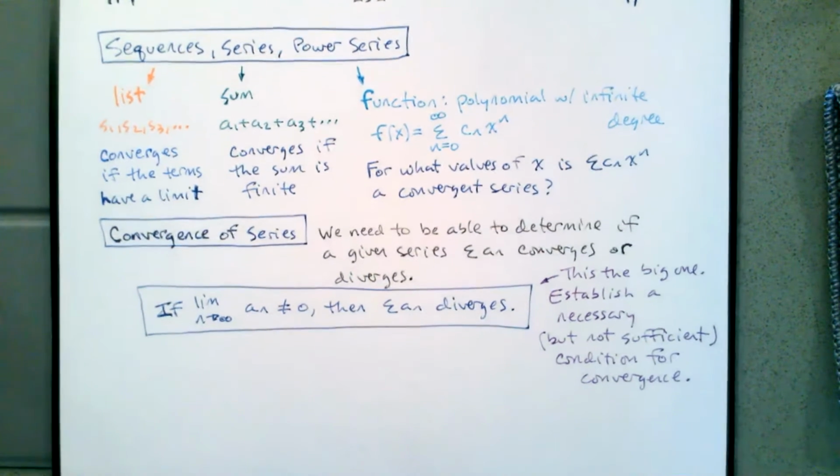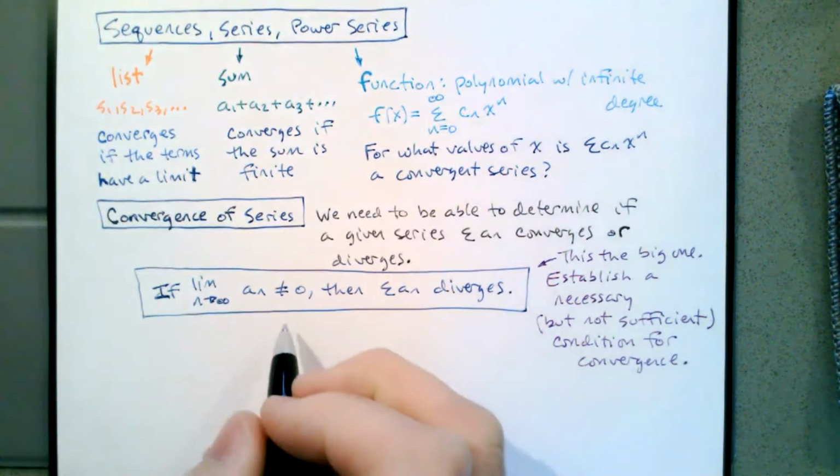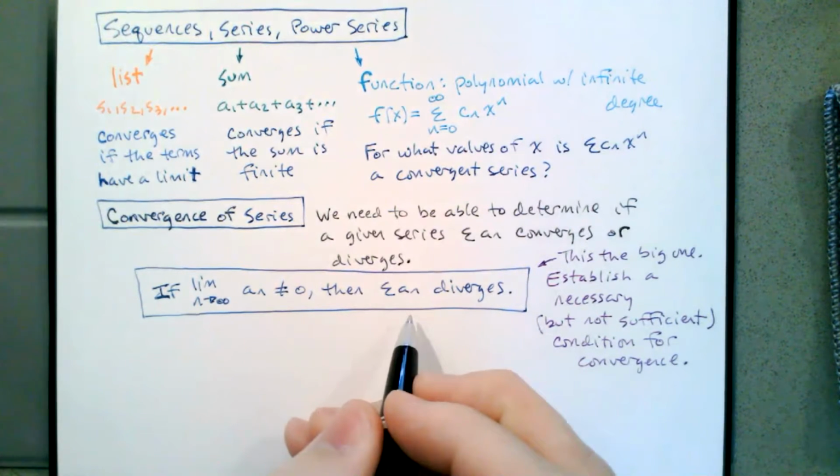So what we need to be able to do is look at a series, see that the terms go to zero, and then find out how they go to zero. That's going to be the big question. It's not about that the terms go to zero, it's how the terms go to zero. The limit of the terms can be zero, and a series can still diverge.